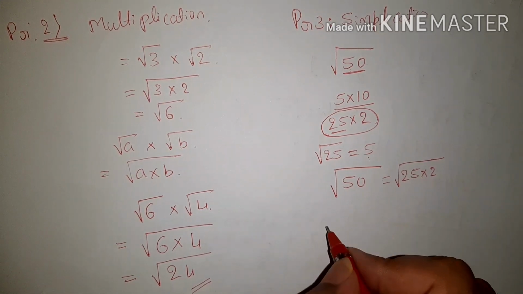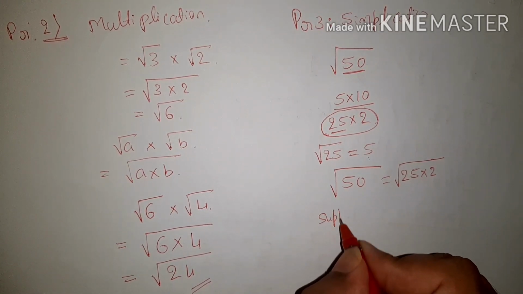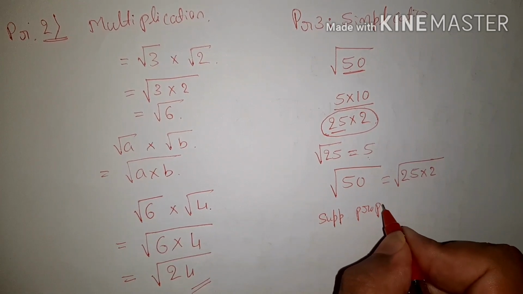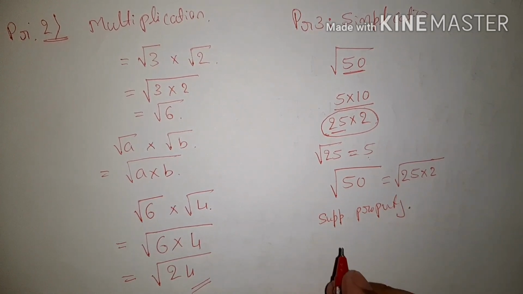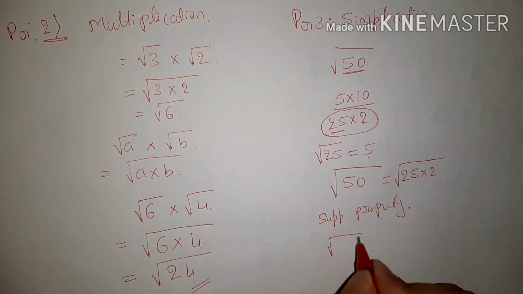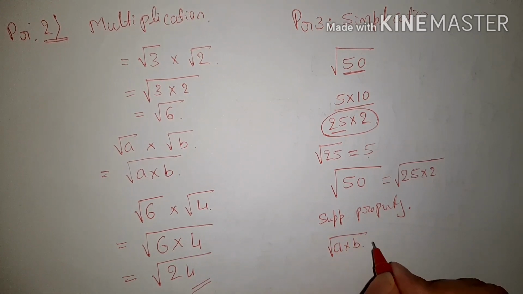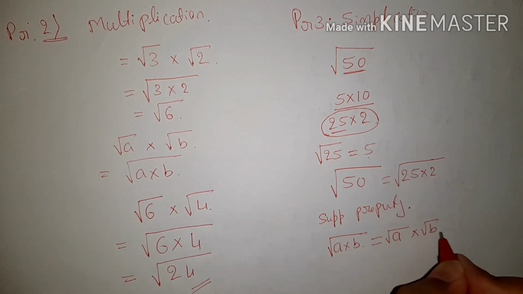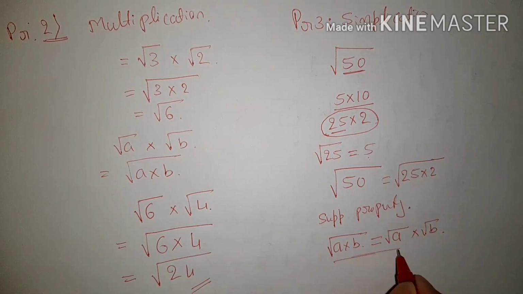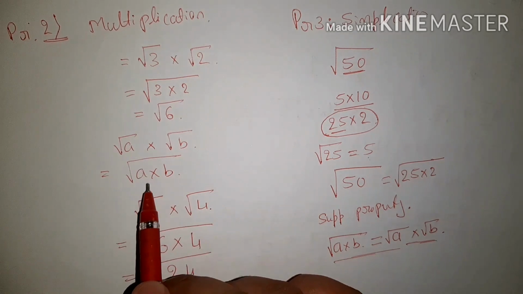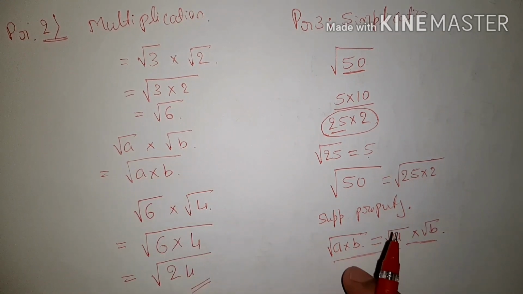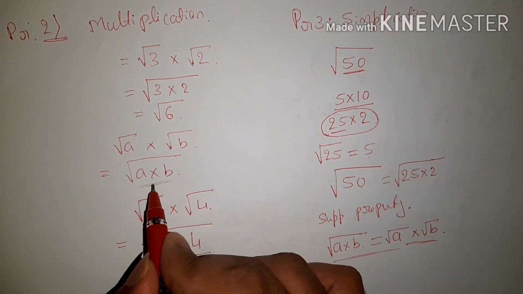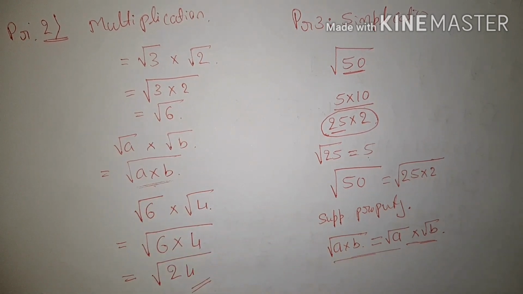I'll add a supplementary property here. What is that? If something is there, square root of A into B under the square root, I can segregate it as square root of A into square root of B. Remember, this property is called the corollary or the supplementary property of the previous property.